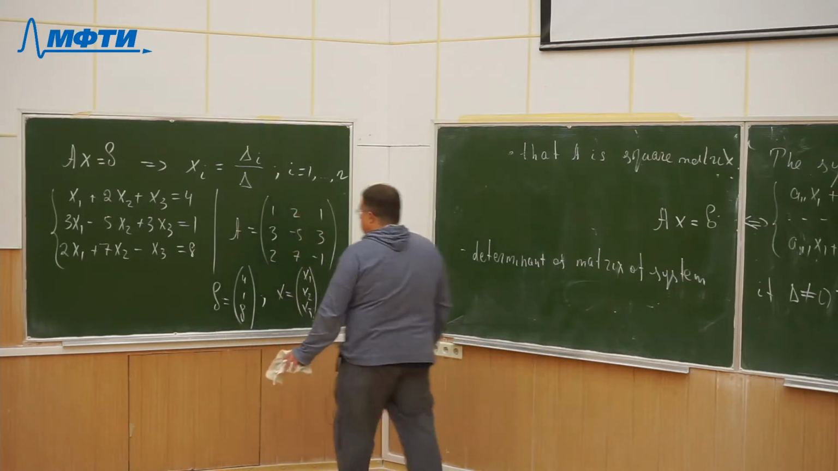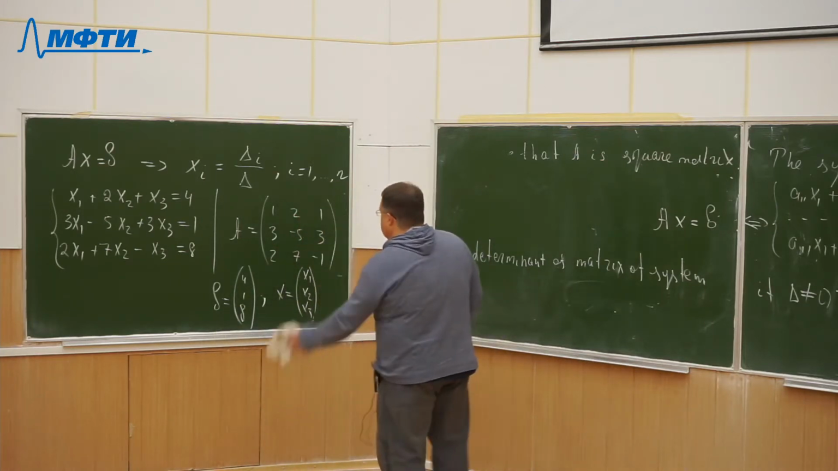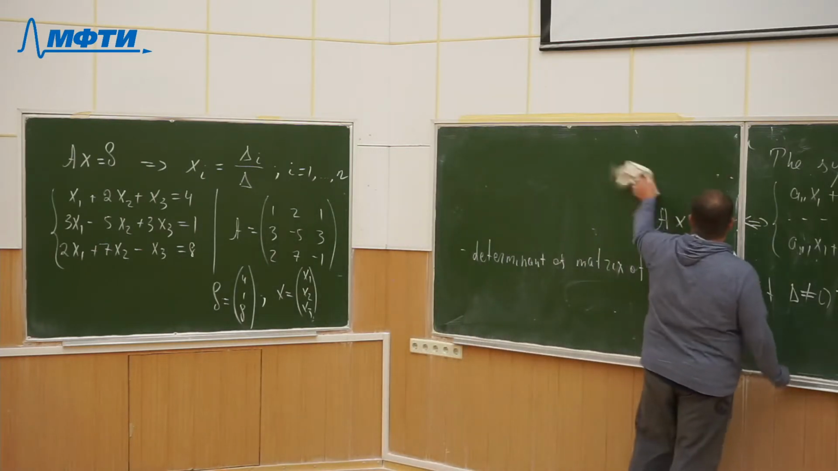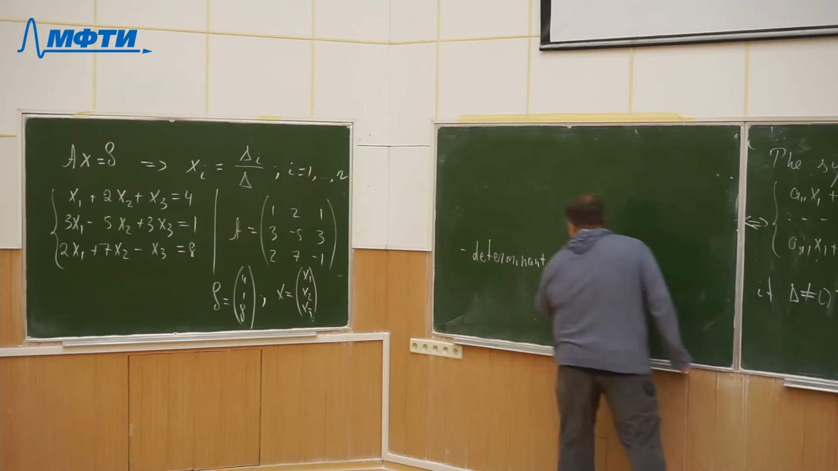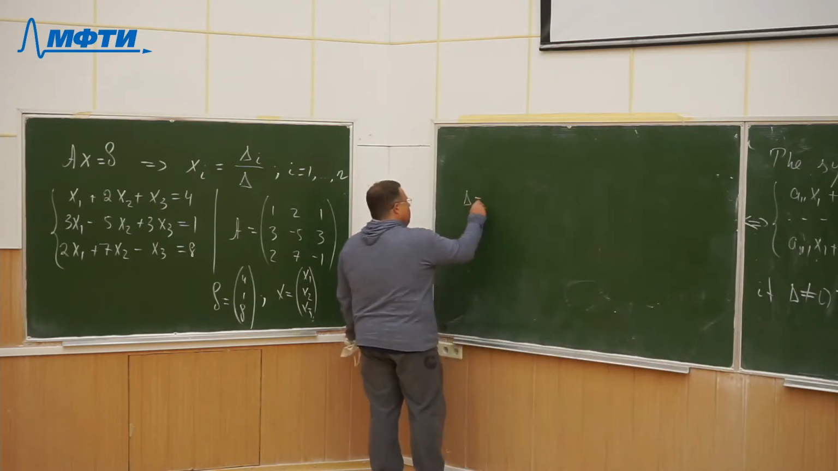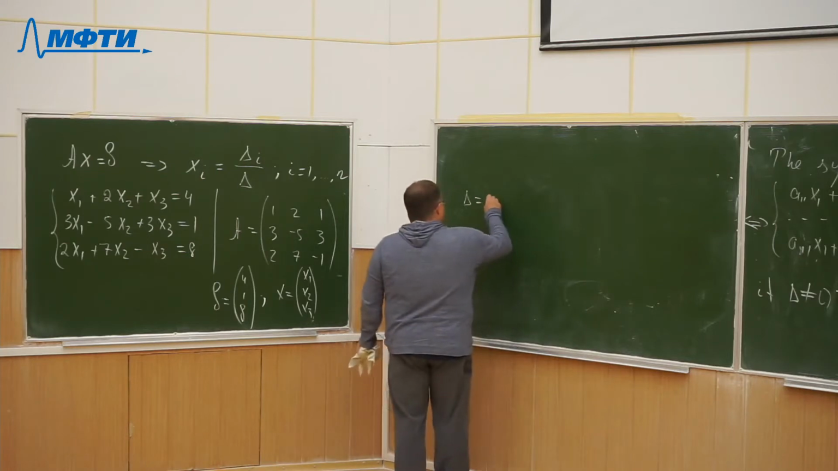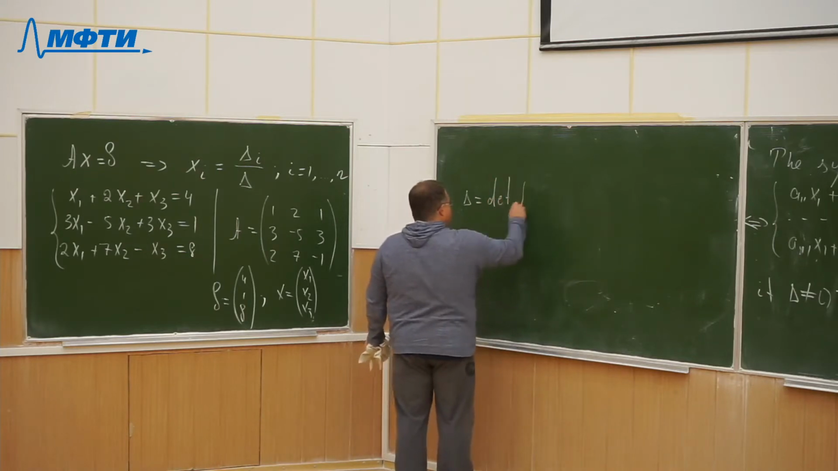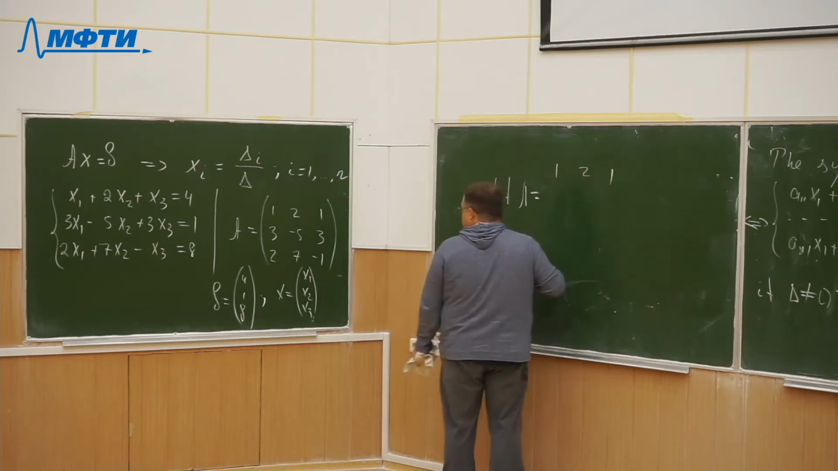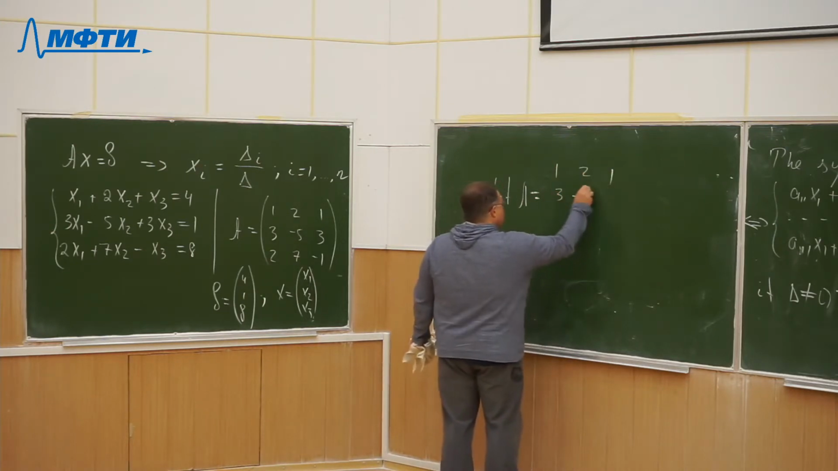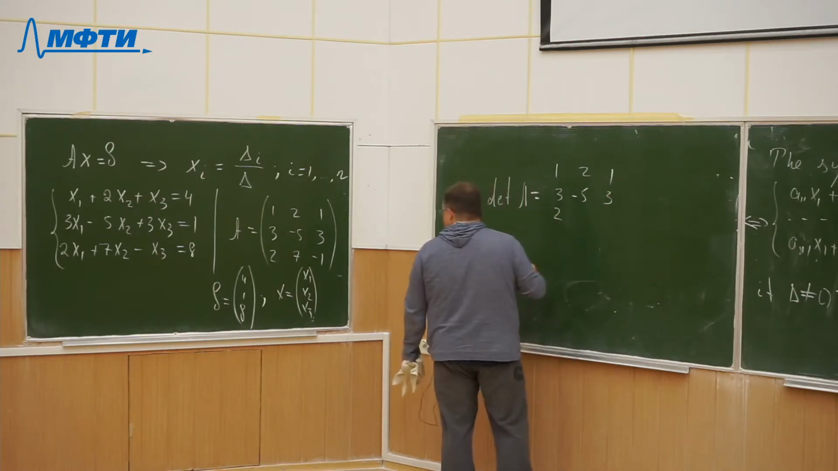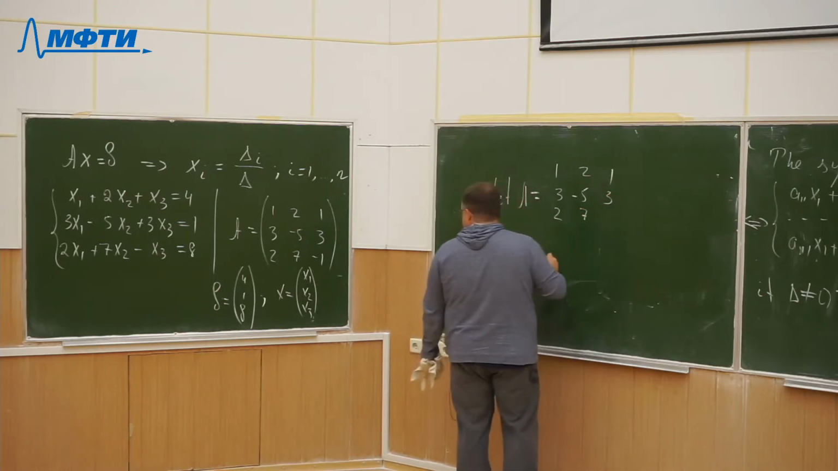Let's calculate the determinant of this system. Delta equals determinant A equals 1, 2, 1; 3, minus 5, 3; 2, 7, minus 1.